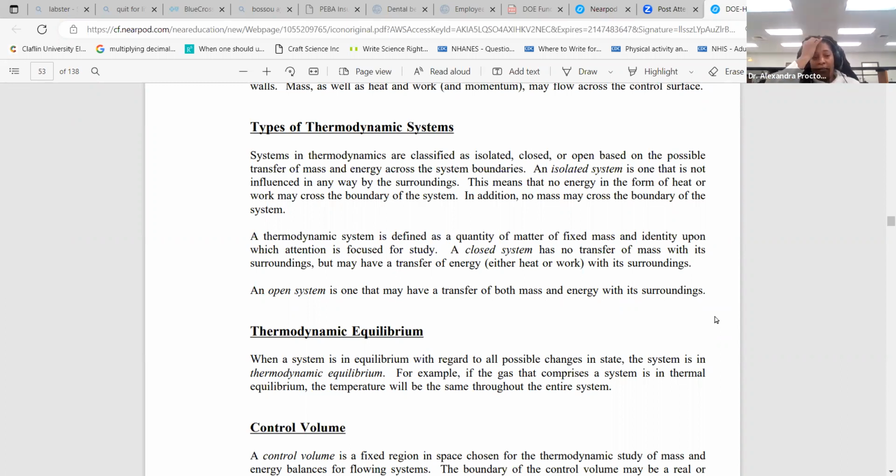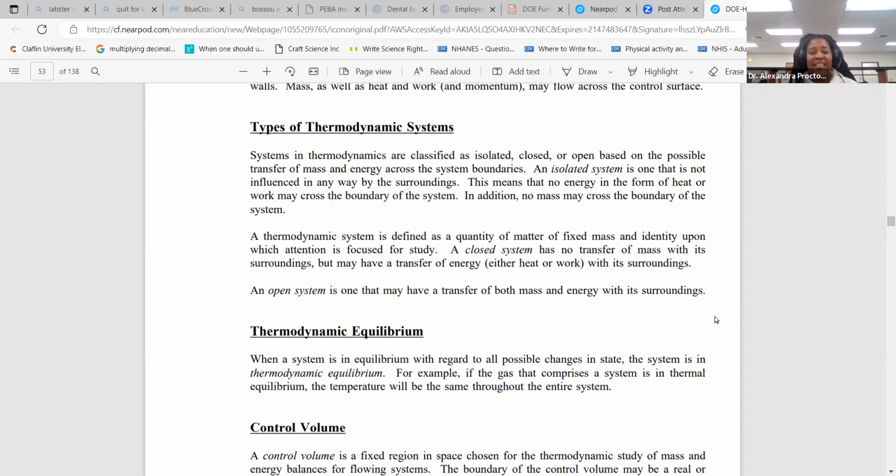A system is in thermodynamic equilibrium when it is in equilibrium with regard to all changes in state. We call this thermodynamic equilibrium. For example, a gas that comprises a system is in thermal equilibrium, and so the temperature is the same throughout the system.